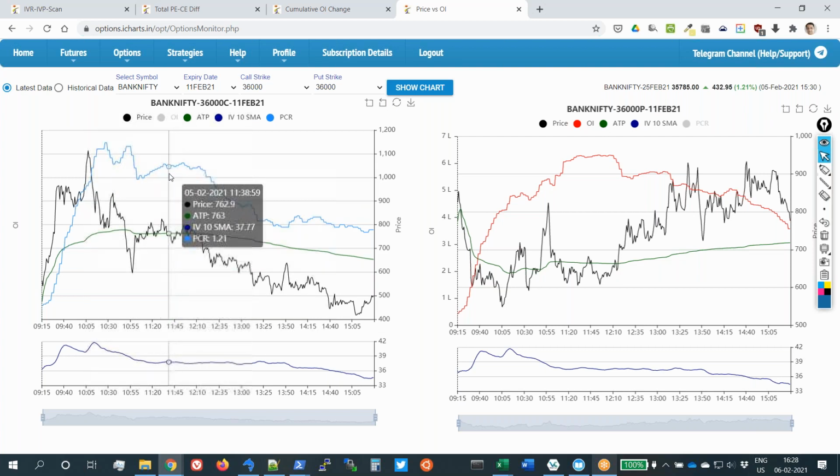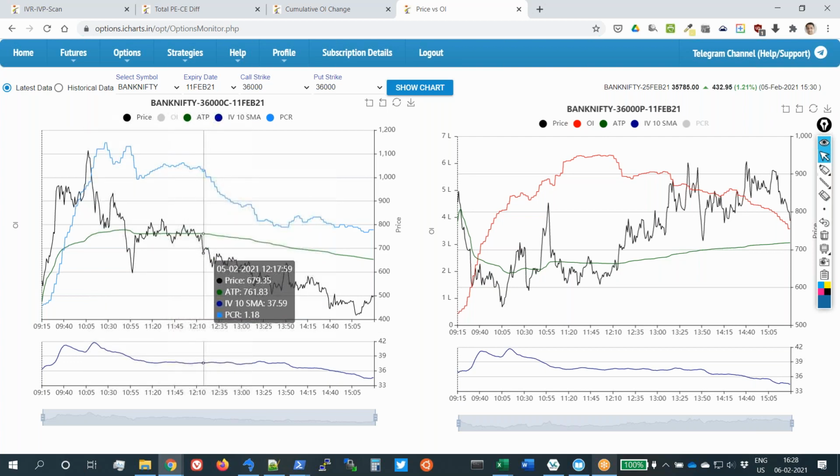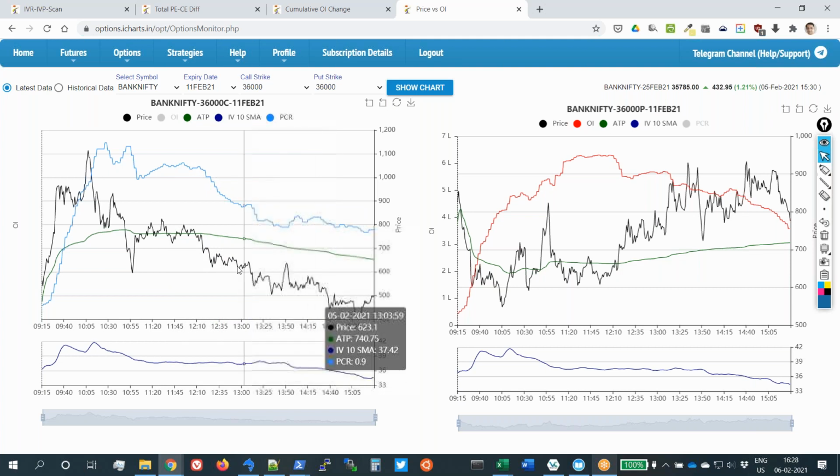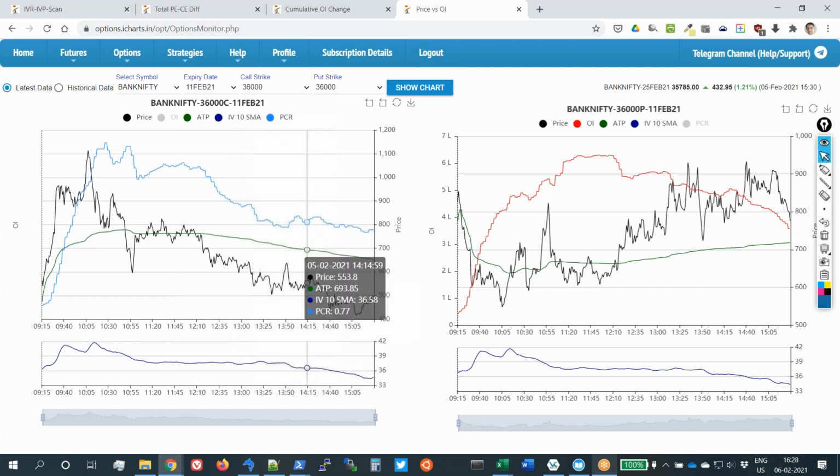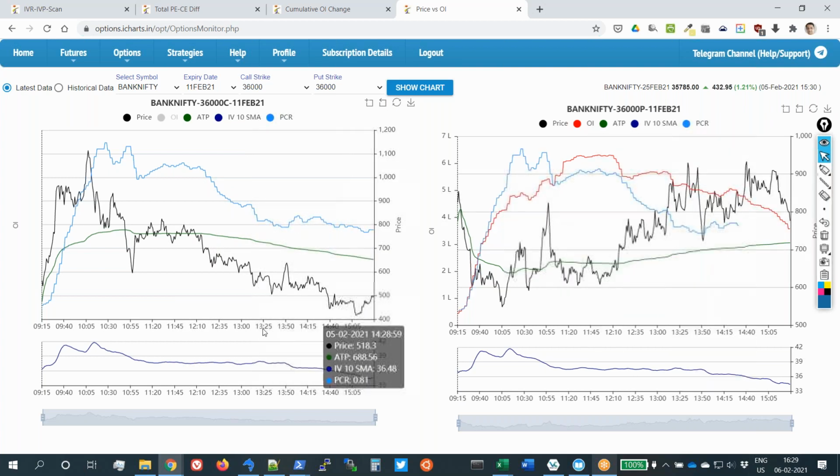Then again, you see this PCR trend is still going down over here. This would be a second entry, with a stop above VWAP or above this swing high, based on whatever your risk parameters. So this would be a basic way to enter. Exit would be determined by a target, because if you wait for the PCR trend to turn up and all that, it could be too late.